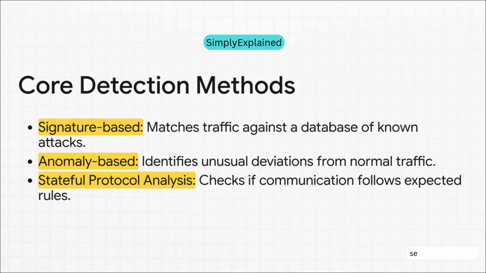First up, you've got signature-based detection. This is basically a most wanted list. The sensor has a huge database of digital fingerprints for all the known attacks, and it's constantly checking traffic to see if anything matches. Second, there's anomaly-based detection. This method is smart. It first learns what normal traffic looks like on your specific network, and then it flags anything at all that deviates from that baseline.